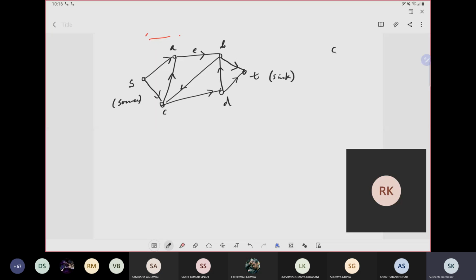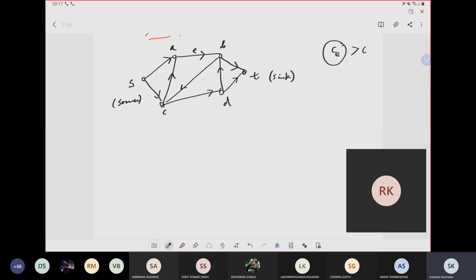Capacity means the capacity of edge E. So capacity means the maximum amount of flow that it can carry. If you think of it as a pipe, then you can think of capacity as the volume of the pipe. So it is something similar to that. Every edge has a certain capacity value, and we assume for simplicity that capacity is non-negative.